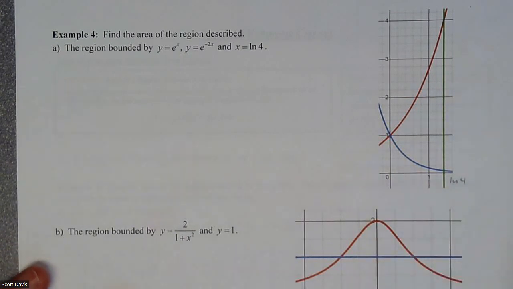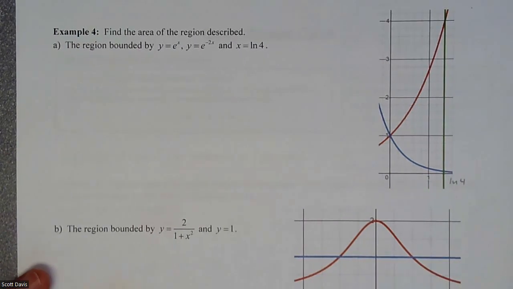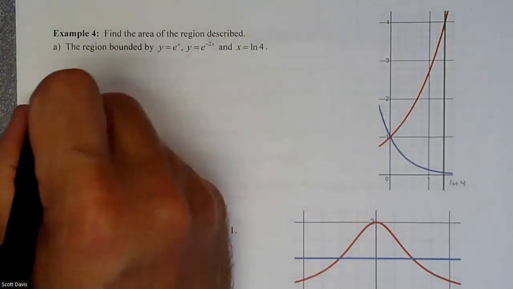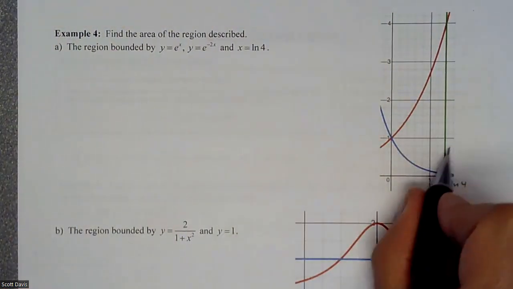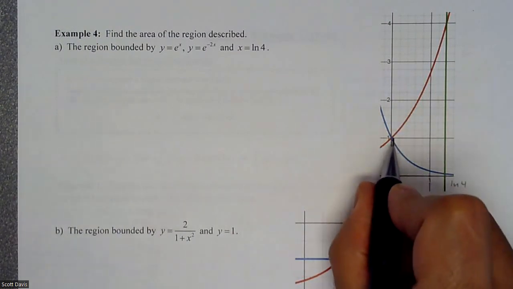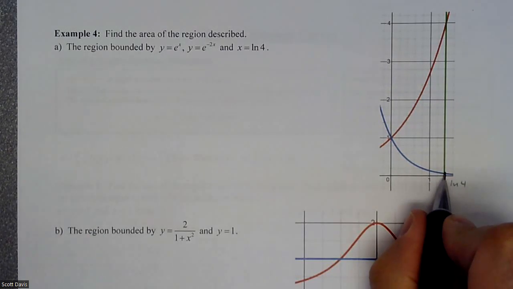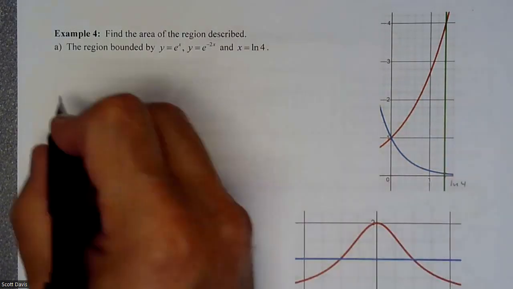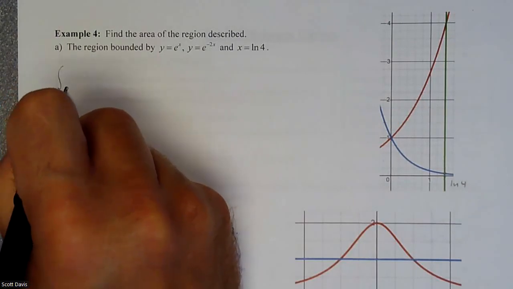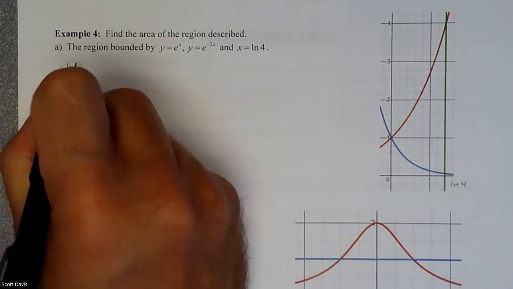All right, so what we need to figure out is our bounds, because we're finding this area between these things. So we're going to be going from essentially 0 to the natural log of 4, because I know that's happening because of the vertical line, the green vertical line. So we're going 0 to the natural log of 4.